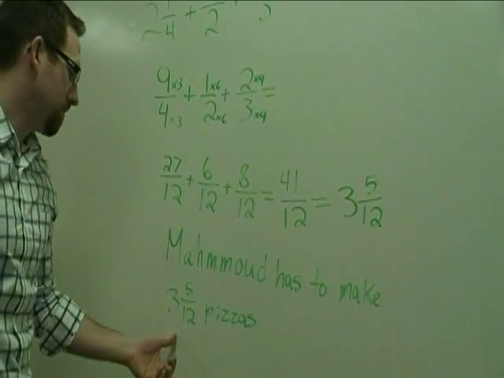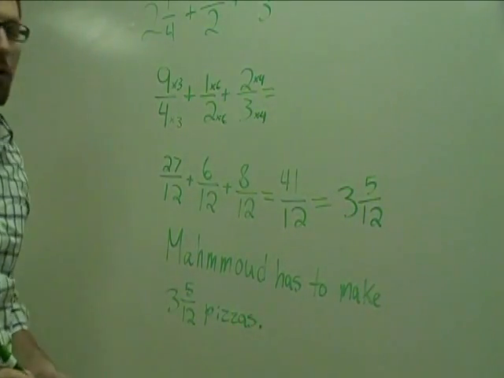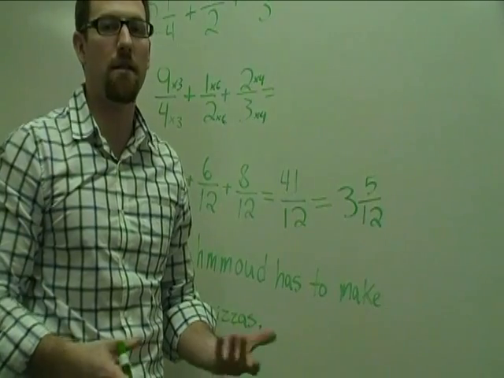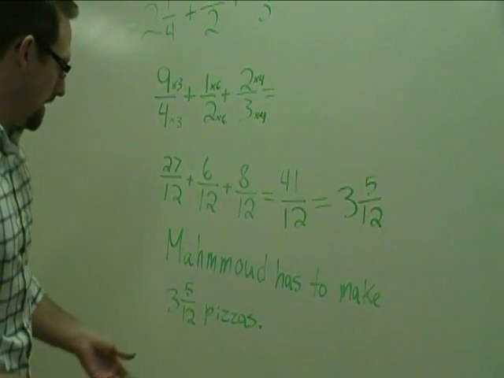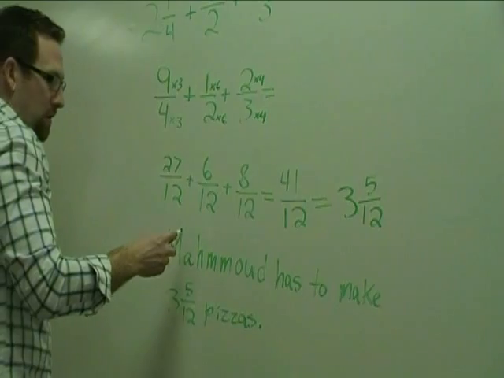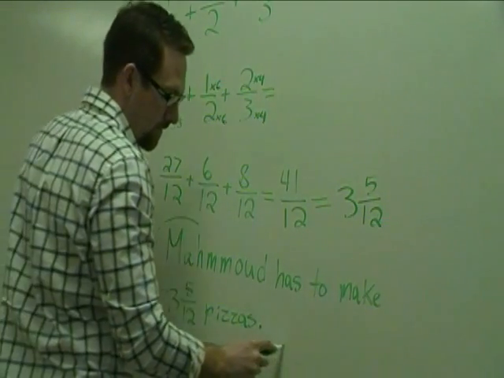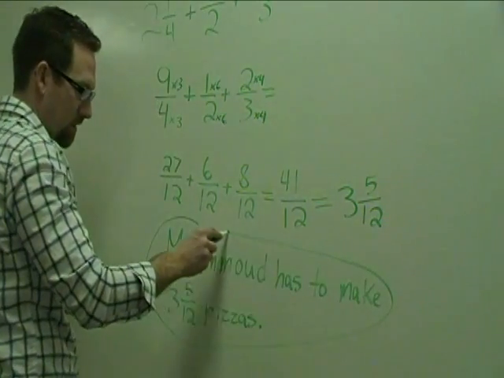Okay, but he's probably not going to make 3 5/12. He's probably just going to make 4 pizzas and have leftovers because he knows if he makes 4, then he's going to have more than enough, right? But anyways, once you've written your answer as a sentence, go ahead and circle that up so your teacher knows where the answer is.